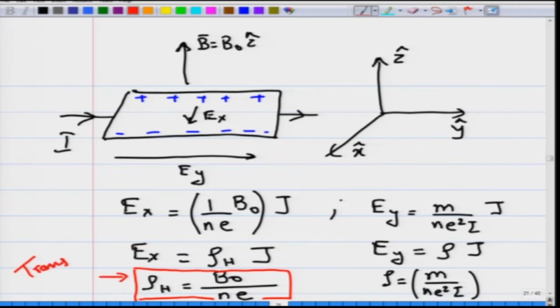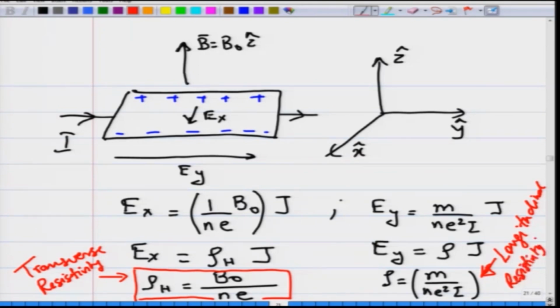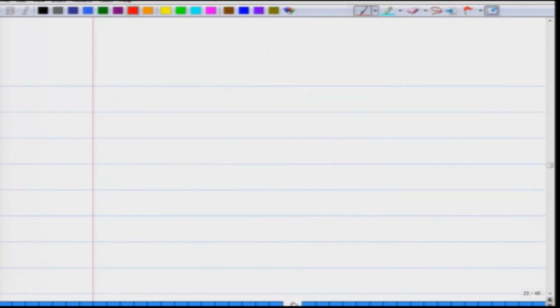The transverse resistivity, and this is the longitudinal resistivity. Let us discuss the transverse resistivity a bit more, which is the Hall resistivity. The Hall resistivity is 1 over Ne into B naught.